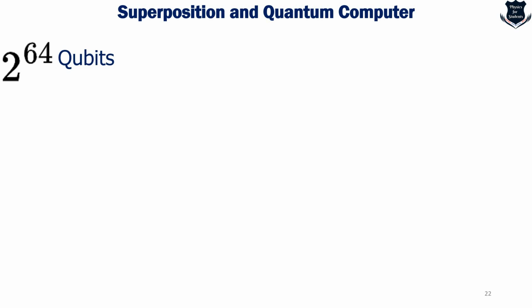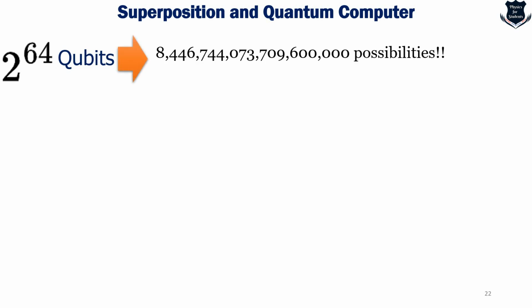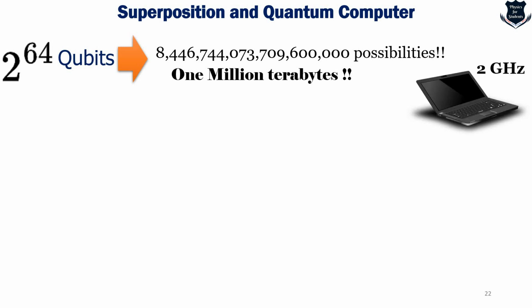Now, if we take something like 2 to the power 64 qubits, it gives monstrous possibilities. And this is something which is called 1 million terabytes. That's a good amount of data. And if we take a normal average laptop or computer, which is 2 gigahertz. Now, let me tell you a little bit about what gigahertz actually means. Otherwise, you won't be able to relate to that.